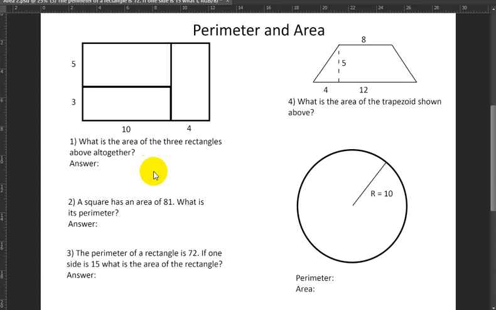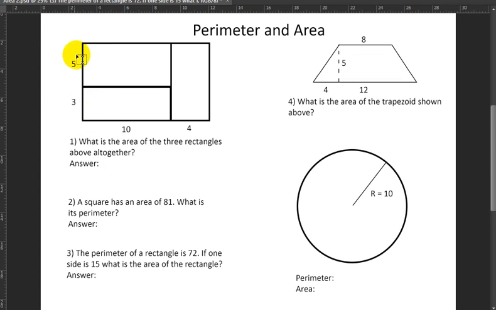Okay, so now let's see what you got. First exercise says, what is the area of the three rectangles above altogether? Now there is a really hard way to do this, and there is a really easy way to do this. A really hard way would be to find the area of each separate rectangle, and then add them all together. The easy way is to realize that, oh, this is one huge rectangle.